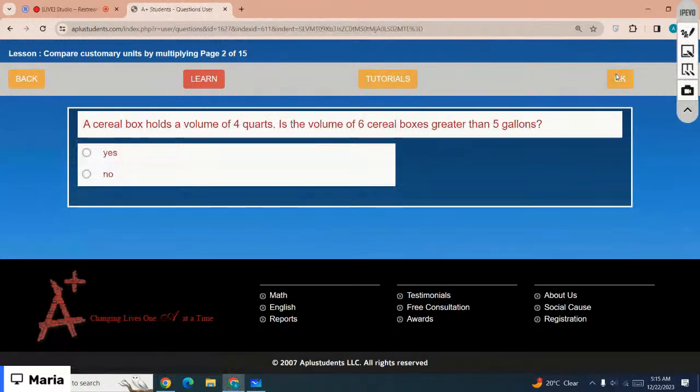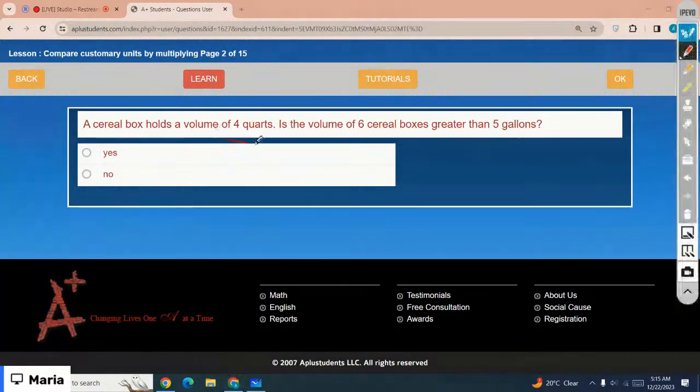So that is a comparison between gallons and quarts, right? So the question is a cereal box. In one box, you have 4 quarts, right? One box hold 4 quarts. Is the volume of 6 cereal boxes? First, you need to calculate the volume of 6 cereal boxes. So 6 times 4 equals 24 quarts, right? That means the volume of 6 cereal boxes is 24, right?